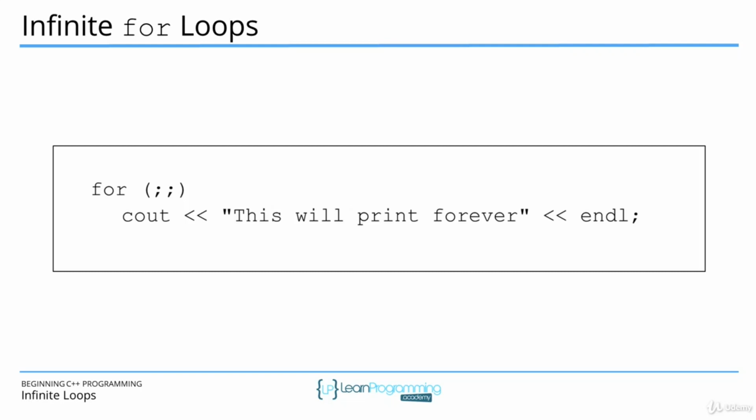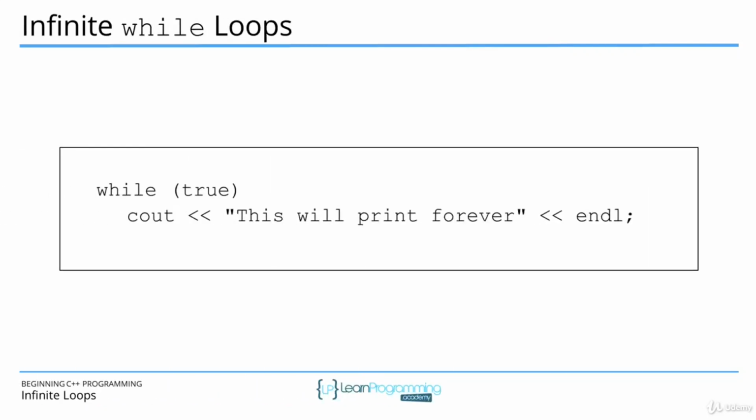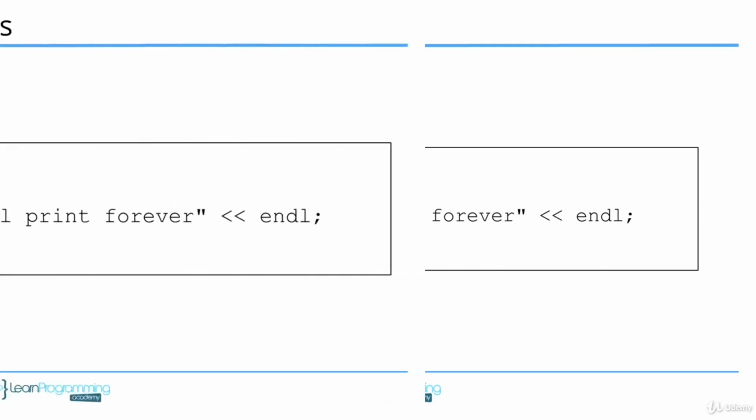Let's look at a while loop. Here's an example of an infinite while loop. It's probably exactly what you were thinking of. While true will always be true, and the output statement will execute over and over again. Of course, we don't have to use the true keyword. We can use an expression that's always true. So if we say while 10 is less than 12, since 10 is always less than 12, it'll loop forever. You get the idea. Finally, let's look at an infinite do-while loop.